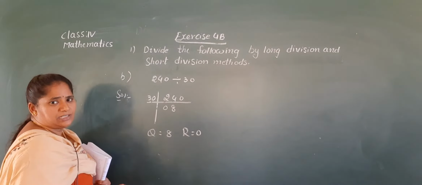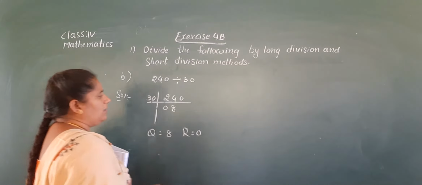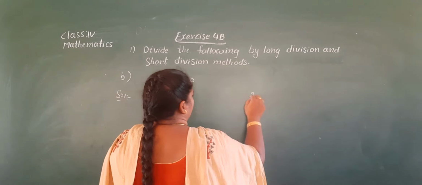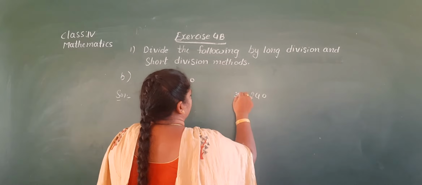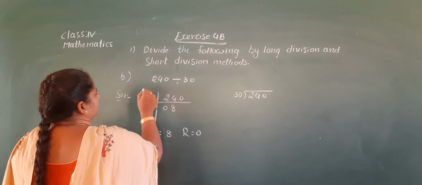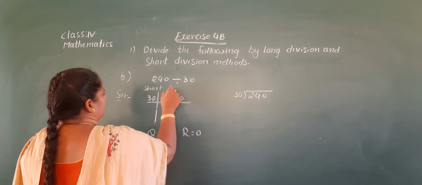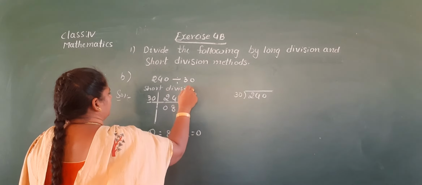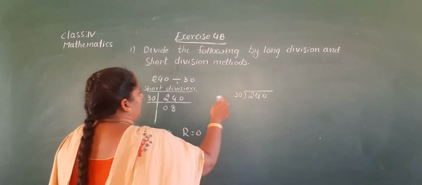Is it clear to you, children? Yes. And now long division method. 240 divided by 30. So this is short division. You write these headings also, ma. Short division, long division.